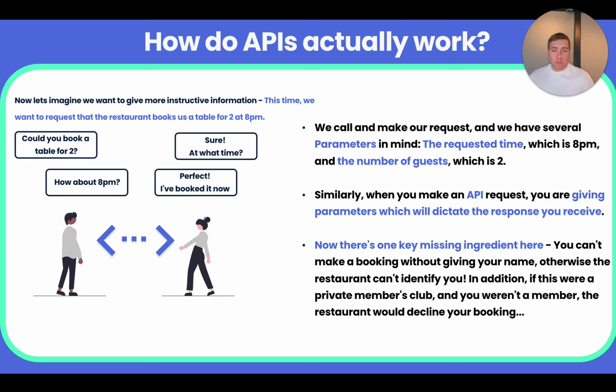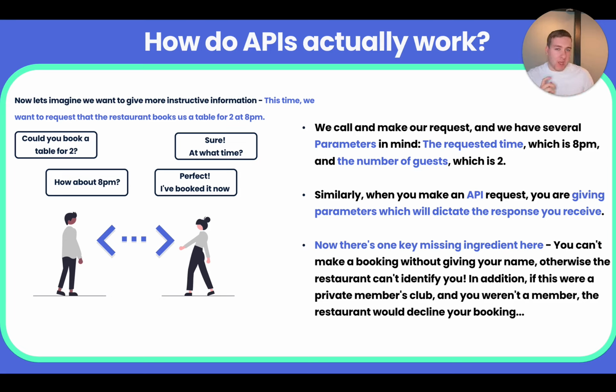So let's imagine that we're going to give slightly more instructive information. This time we're going to phone up and we're going to request that the restaurant books us into a table for 2 at 8 p.m. So as you can kind of see here, you call, you make your request, and we have several pieces of information in mind. Number one, the time that we want the booking for, and number two, the number of guests that we're going to bring. So let's say I'm going out, me and my girlfriend, we want a table for 2, that sort of thing.